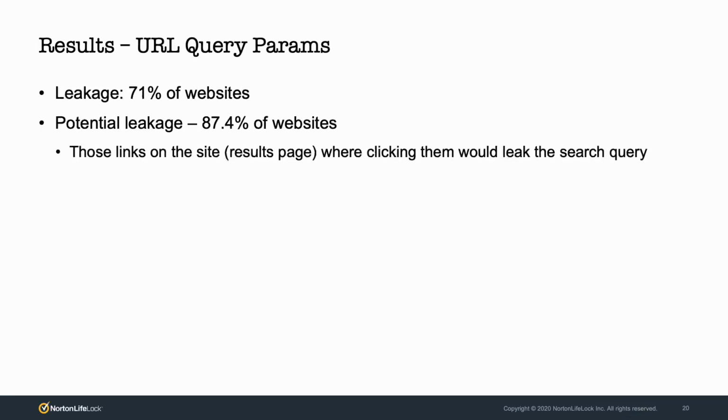Another way for the search terms to be leaked is via the URL query parameters. This happens on 71% of websites. However, there's a potential for leakage on 87.4% of websites.